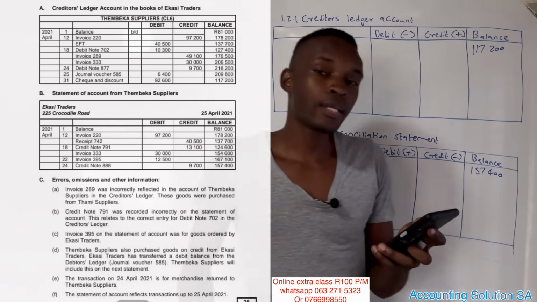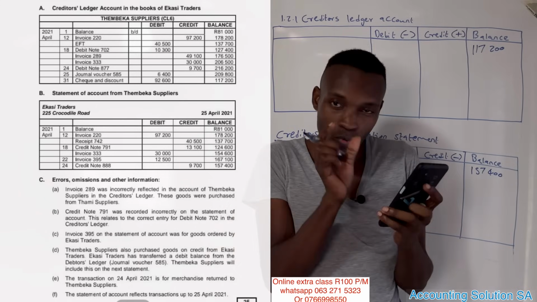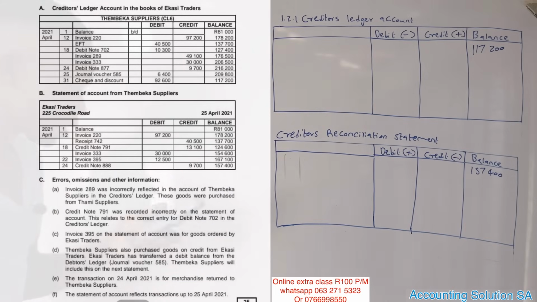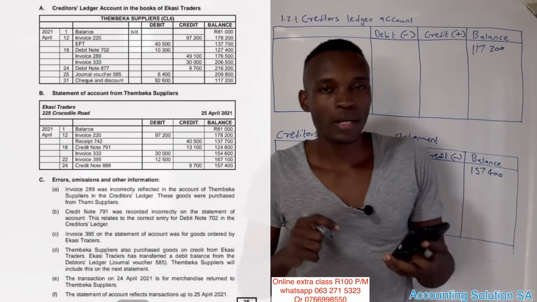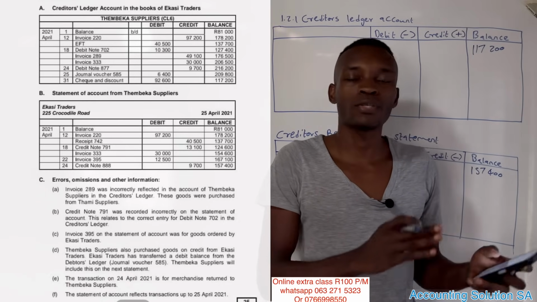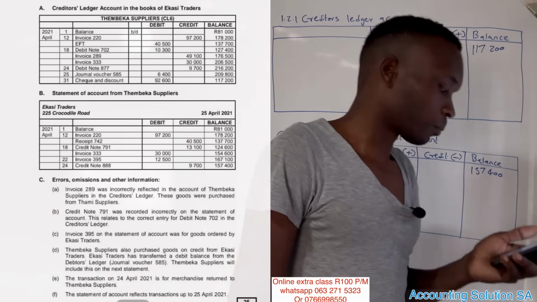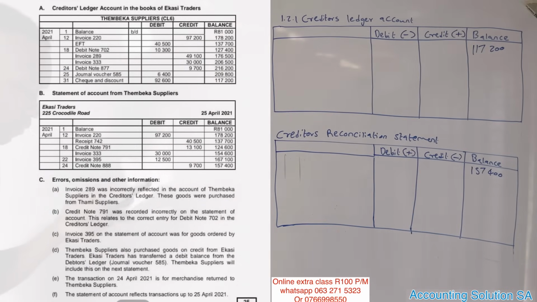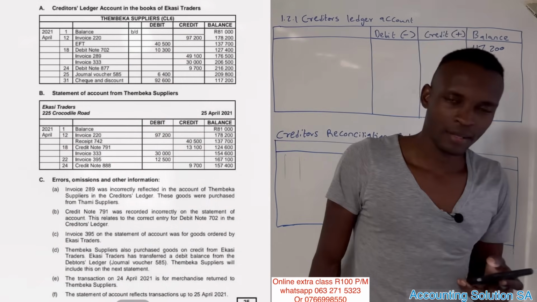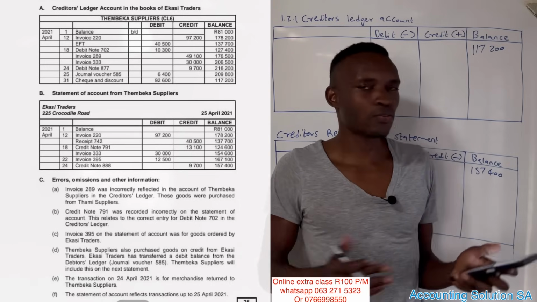We have to go to number C. It doesn't mean that those statements we are not going to use. No, we have to check according to what they said on the transactions. Simple. Number C, errors and omissions and other information. Number A, they said invoice 289. Take a note. You have to write this down, guys. When they say an invoice was issued, it simply means that we purchased on credit and we have not yet paid. Simple. Invoice was incorrectly reflected in the account of Tembeka supplier in the creditors ledger. This good was purchased from Tami supplier. You see what happened here? Now there is a Tami supplier. Tami supplier is not part of this reconciliation.